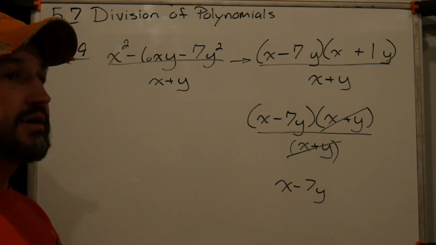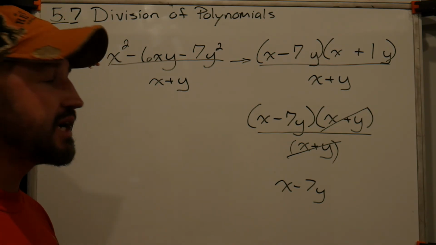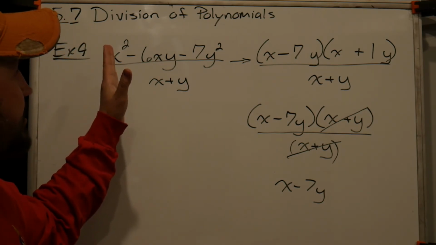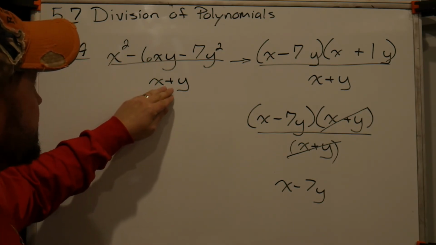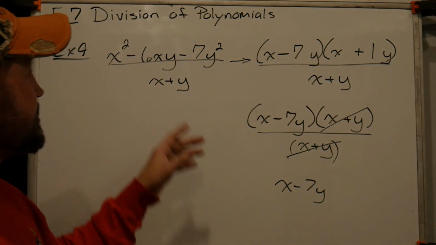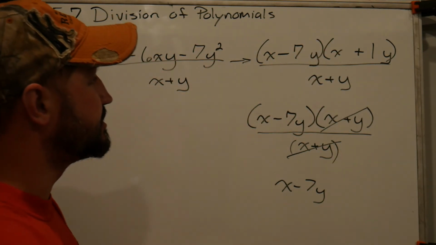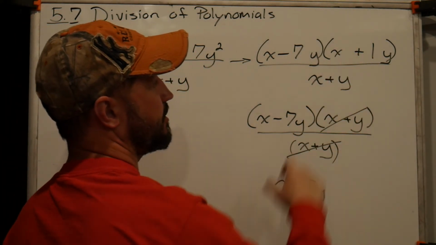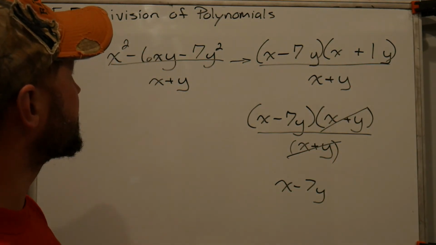When you have just a string of common terms, then you want to treat them like they're separate and just see what does the denominator go into, what does it divide evenly into. So this one we had to factor out, and then you see it right there. That's how many times x plus y goes into that piece.